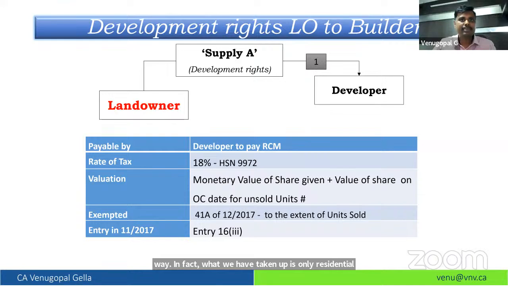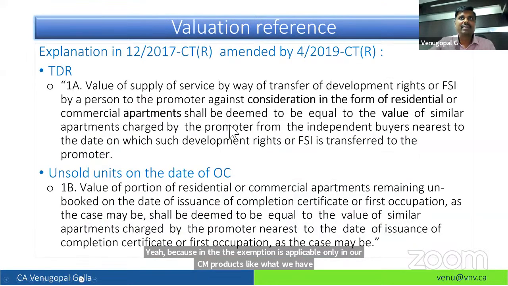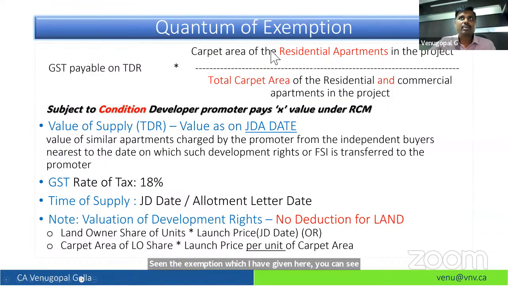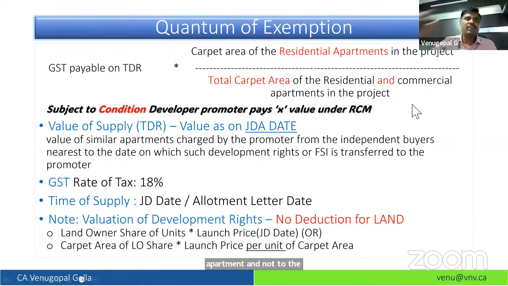So we will take up commercial, because the exemption is applicable only in RCM projects, like what we have seen in the exemption which I have given here. You can see the quantum of exemption is linked only to residential apartment and not to the commercial apartment. So we will see it in a full-fledged session for the commercial. Okay, sir. Thank you.